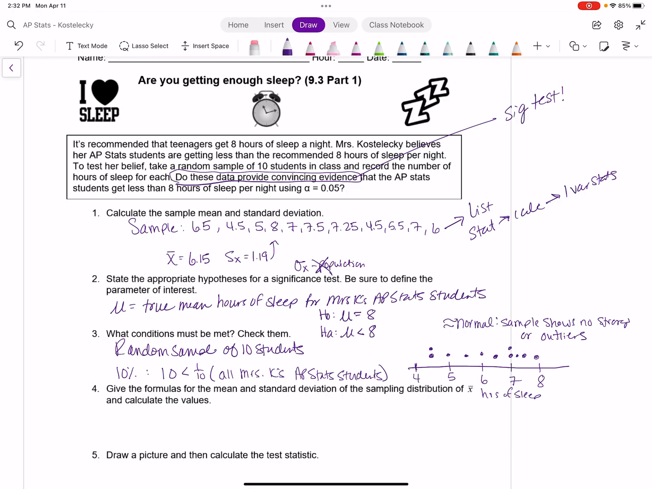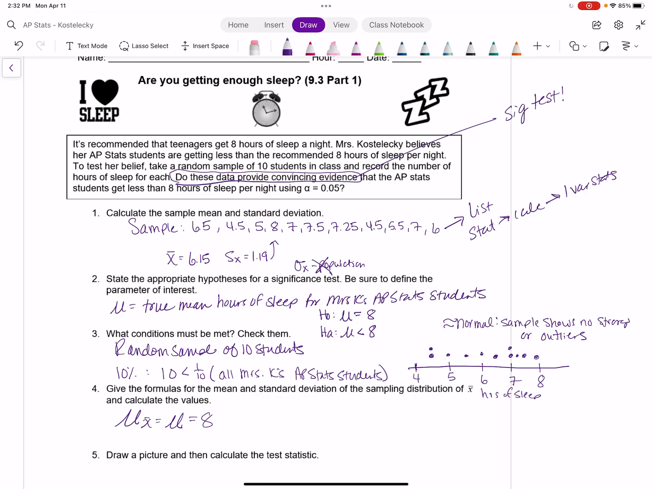Formulas. Let's see. Give the formulas for mean and standard deviation. Okay, so the mean of X bar is equal to mu, which in our hypotheses, where did I write that? Oh, I put it over here. In my hypotheses, over here, mu is equal to 8. I'll delete that because it's kind of a mess.